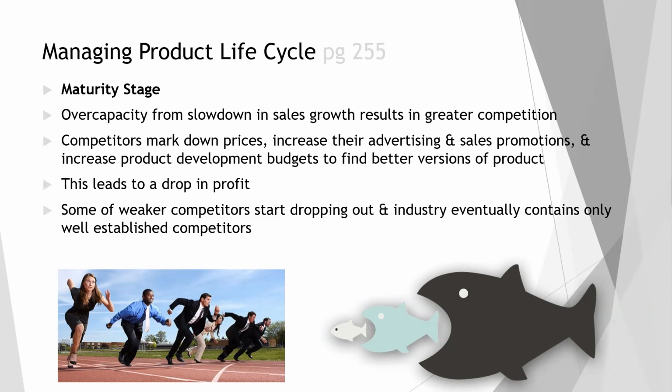Our competitors, remember, we now have competitors that we're dealing with that enter during the growth stage. Our competitors may mark down their pricing. They may increase their advertising and sales budgets. They may also increase their product development budgets to find better versions of a product. And this is going to lead to a drop in sales and our profits. And some of our weaker competitors may start dropping out, and the industry is probably going to eventually contain only the very best and the most well-established competitors during the maturity stage.